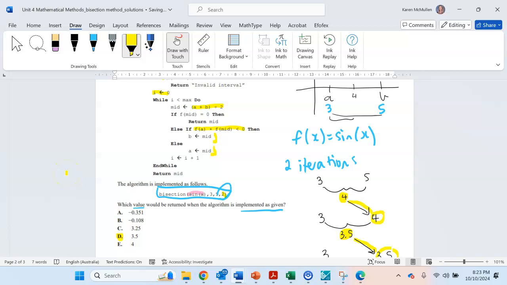In the pseudocode video, we might do some other bisection method questions, but it's a good idea to have a few examples in your bound reference.